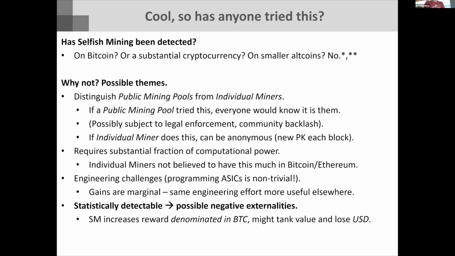Also, I think in Bitcoin, especially the top 90% or so of the hash rate is coordinated through public mining pools. So anyone dropping off the grid and starting to mine separately would be visible. I mean, it's sort of the first point.